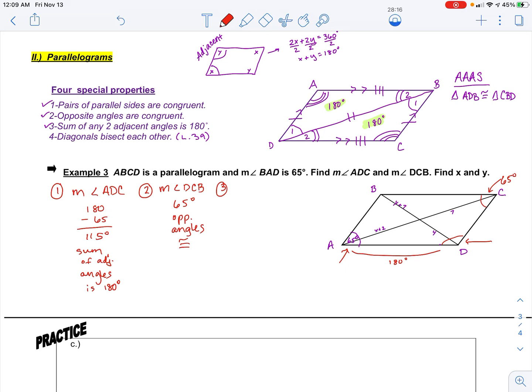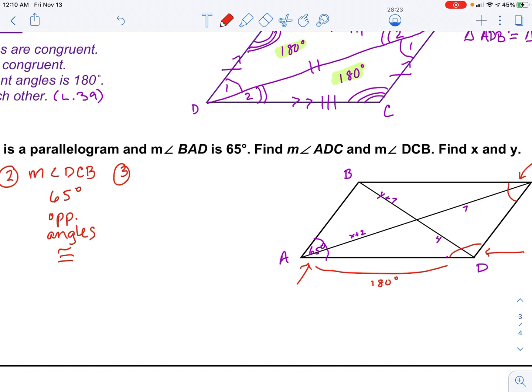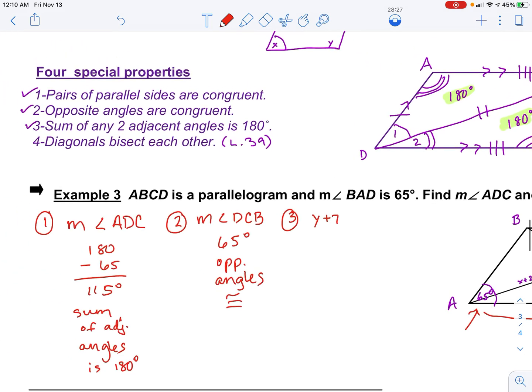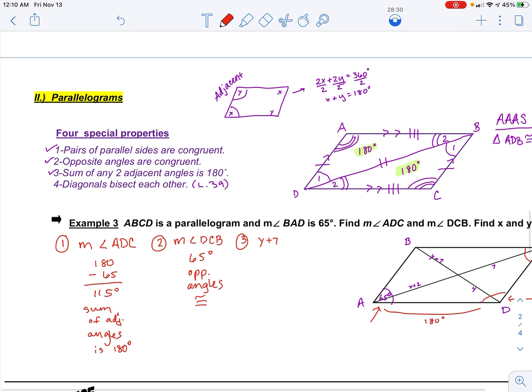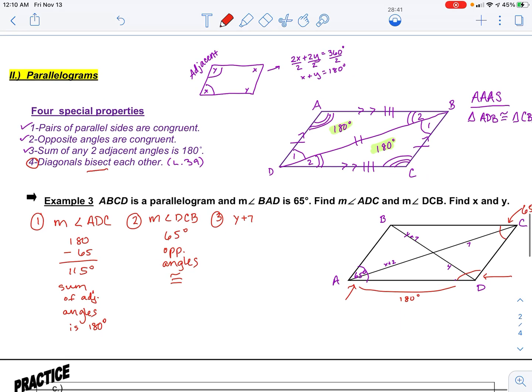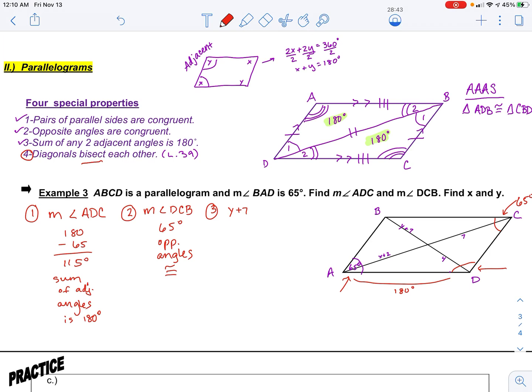Number 3, they also want us to solve x and y. So it doesn't matter which one we do first. I'll go ahead and just do y plus 7 first. We were told up here, we didn't really get involved in it, we're going to see it more in lesson 39, but up here, the fourth special property regarding our parallelograms tells us that diagonals bisect each other. Well, if it's bisecting, we know it's cutting it right in the middle. So that means y plus 7 has to equal 4.